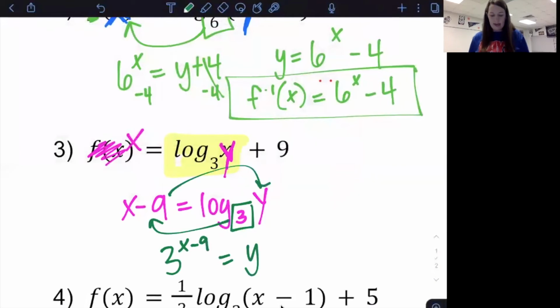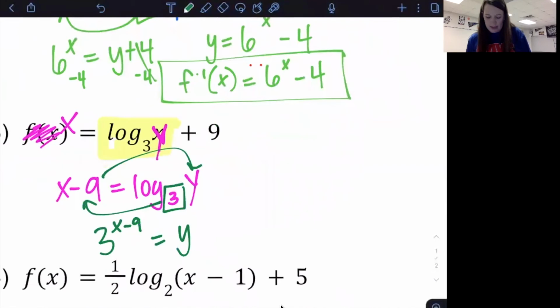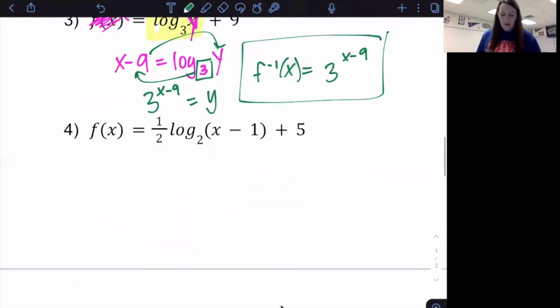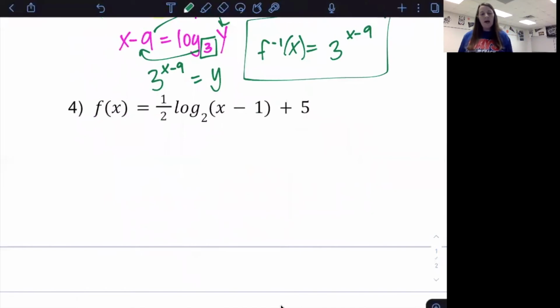And the y is isolated. So we can rewrite this as f inverse of x equals 3 to the x minus 9 power and be done. Okay, number 4, we've got an a, c, and a d value inside of our log. So we're going to have to move them one at a time in order to isolate the log.